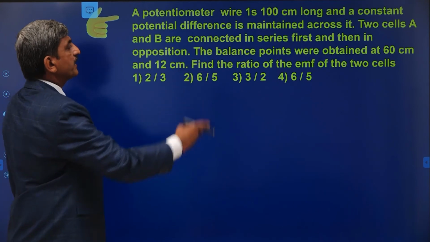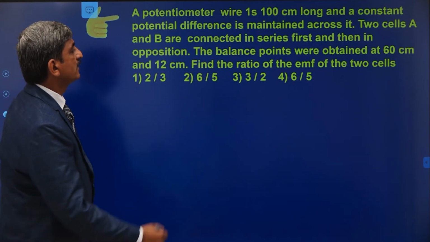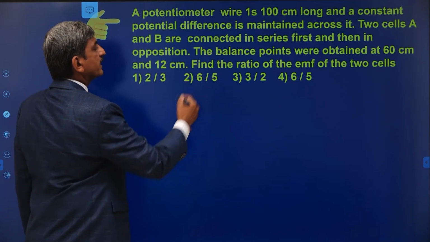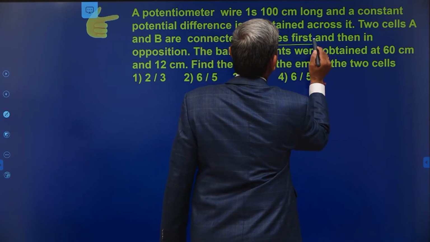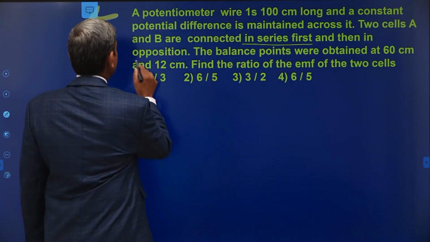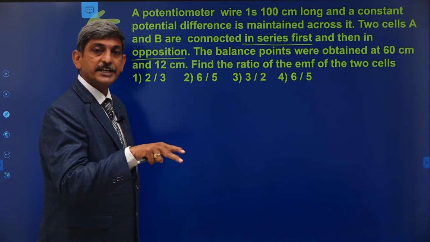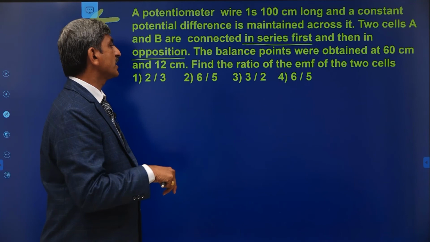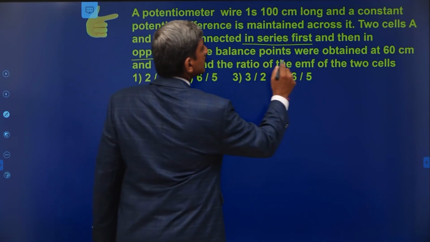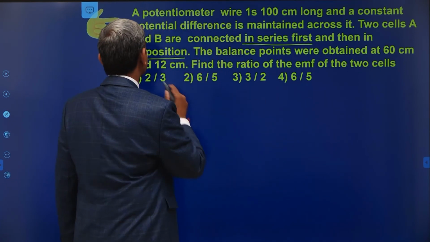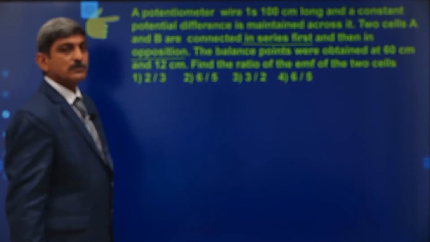A potentiometer wire is 100 centimeter long and a constant potential difference is maintained across it. Two cells A and B are connected in series first and then in opposition. That means here the two cells are connected in series first and then in opposition. That means both the cells are connected at a time in the circuit. The balancing points were obtained at 60 centimeter and 12 centimeters. Find the ratio of the EMF of the two cells.